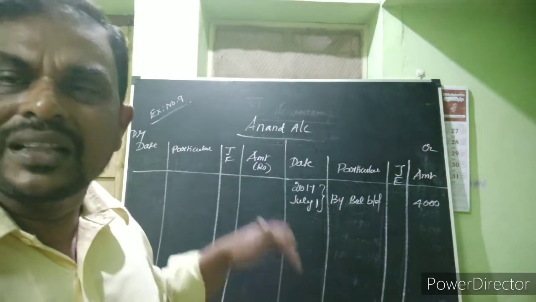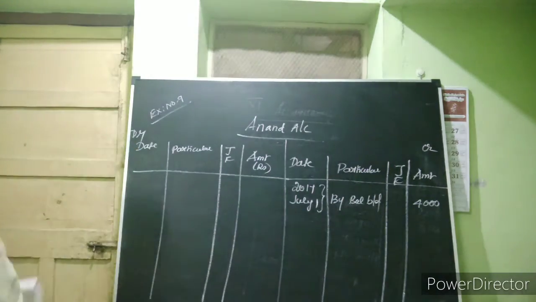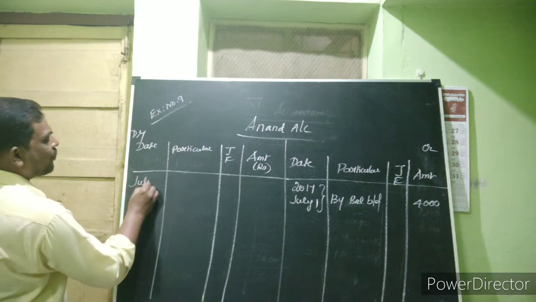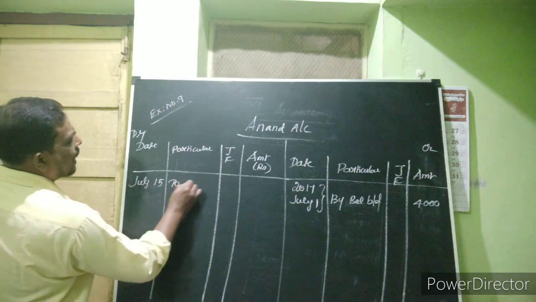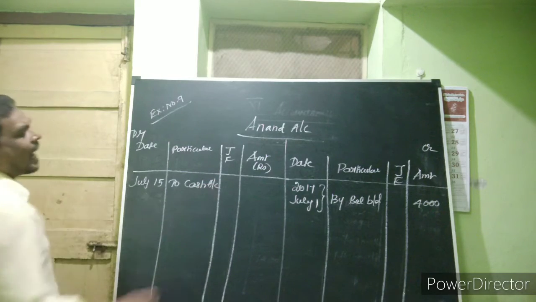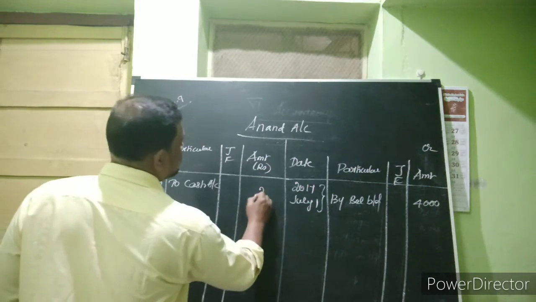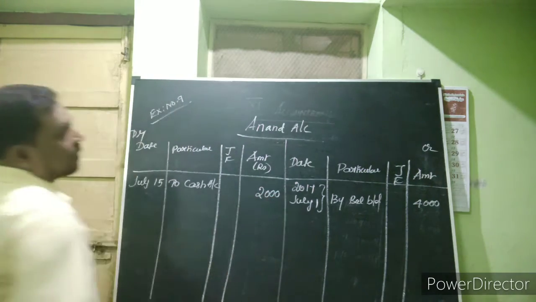Now Anand account is available on the debit side. So come to the debit side. What is the date? July 15. So July 15 to cash account, because Anand is receiving this cash. Amount is rupees 2,000. Next.